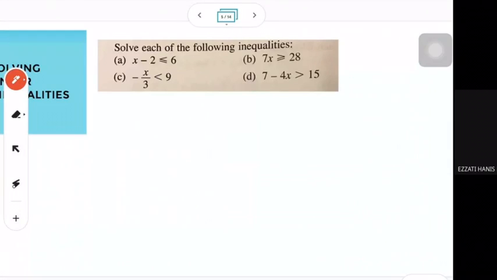Now we go to another part, solving linear inequalities. It's the same as solving a linear equation. Only one difference. The difference is when you have to multiply or divide by a negative number. When you have to divide or multiply by a negative number, what must you do?